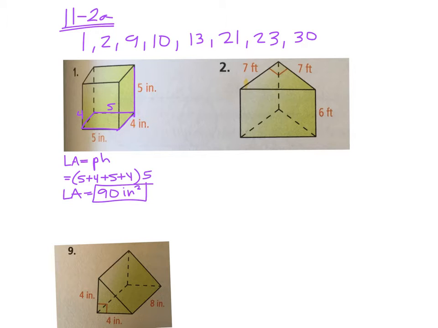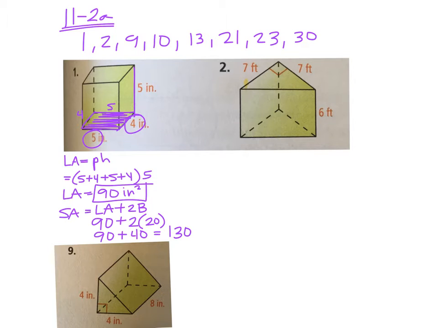Okay, so that's your lateral area, and then your surface area is the lateral area plus 2 times the capital B. It's important to remember that capital B is area of the base, so plus 2 times the area of your base. We're saying what's the area of this rectangle? That would be 5 times 4, or 20. Okay, so this is 90 plus 40, or 130 square inches would be your surface area.